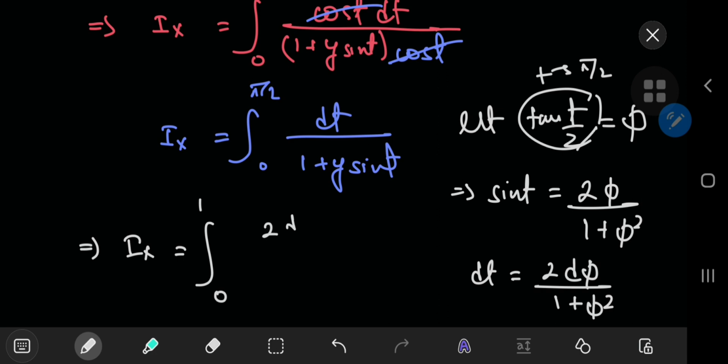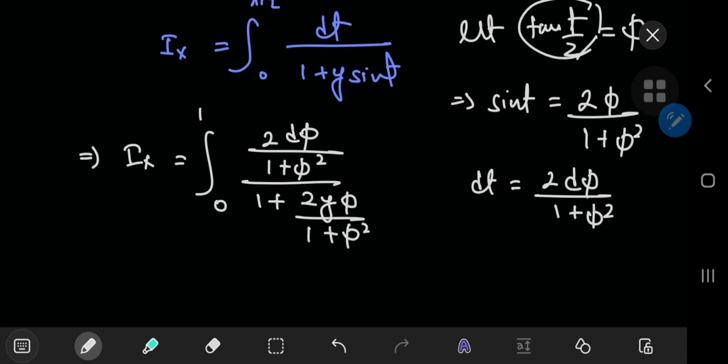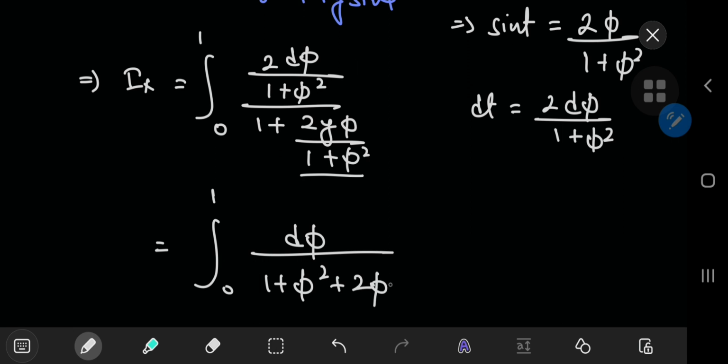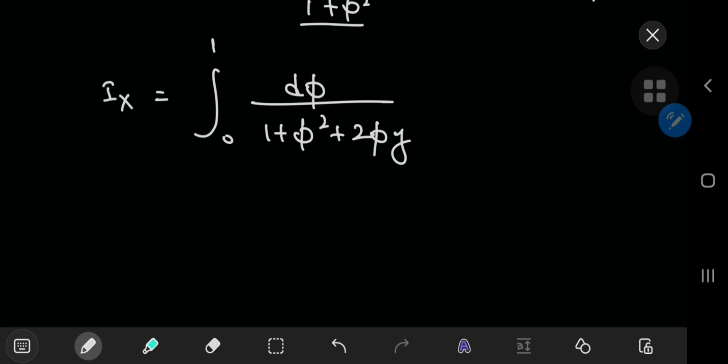So we have 2 times d phi divided by 1 plus phi squared, and 1 plus 2 times y times phi divided by 1 plus phi squared in the denominator. And we can multiply upstairs and downstairs by this term 1 plus phi squared anyway, so that simplifies things a lot. We now have the integral from 0 to 1 of d phi divided by 1 plus phi squared plus 2 times phi times y. Okay, so the integral is starting to look better, and it gets even better, to be honest.